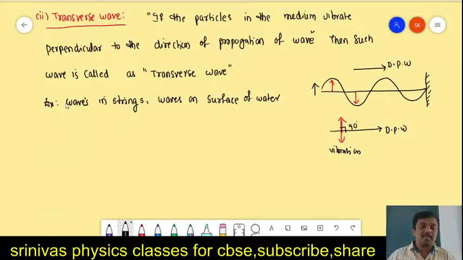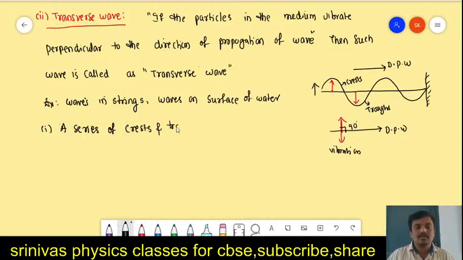Now some points regarding this transverse wave I am going to give. In this, there are some ups forming. These ups are called crests and the downs are called troughs. In a transverse wave, a series of crests and troughs forms.